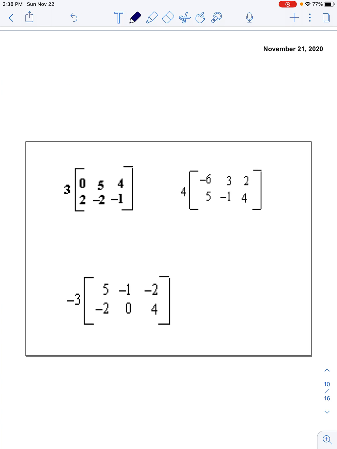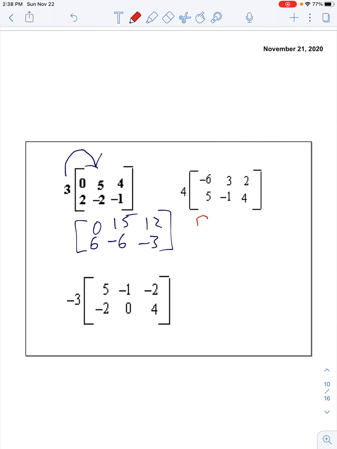However, the dilations we are going to do will be centered at the origin, which means all we're going to have to do is take this scale factor and multiply everything inside your matrix, or all of your points, by it. So 3 times 0 is 0, 3 times 5 is 15, 3 times 4 is 12, 3 times 2 is 6, 3 times -2 is -6, 3 times -1 is -3.